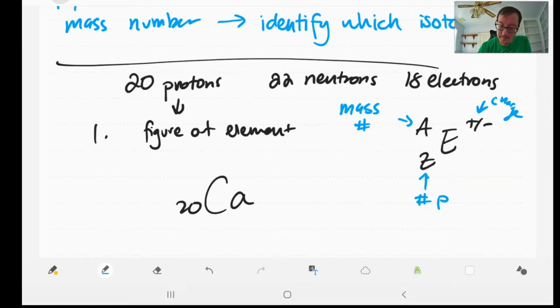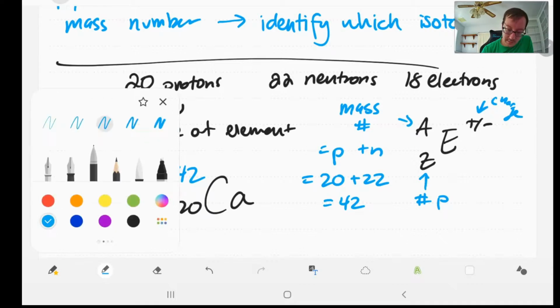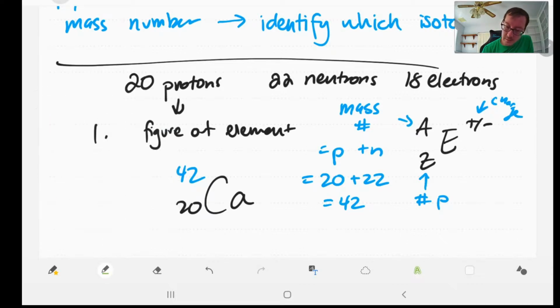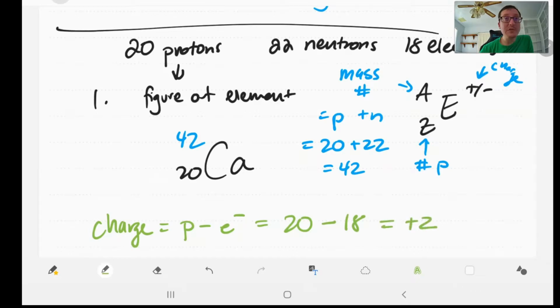So remember, mass number is protons plus neutrons. In that case, this will be 20 plus 22, which is 42. So that's the number that's going to go up there. And now we have almost all of our information. The last thing we have to worry about is the charge. The charge in green is protons minus electrons. And so that's going to be 20 minus 18, which is positive 2.